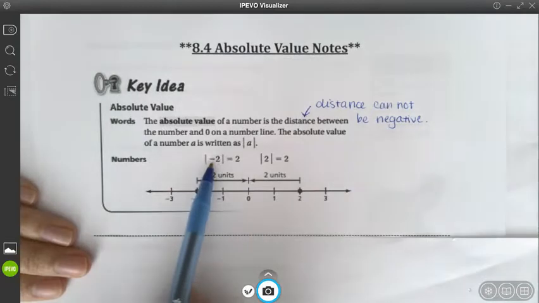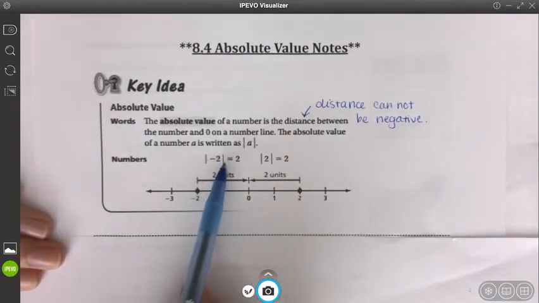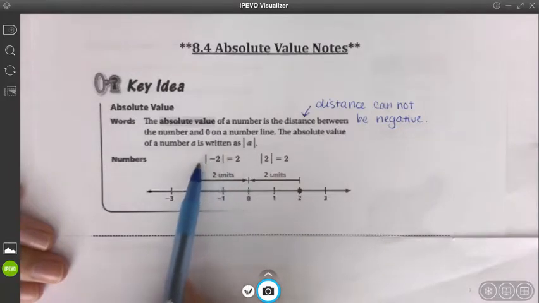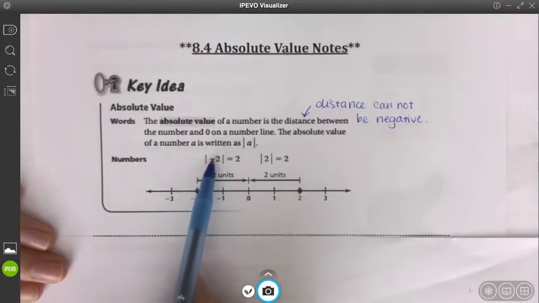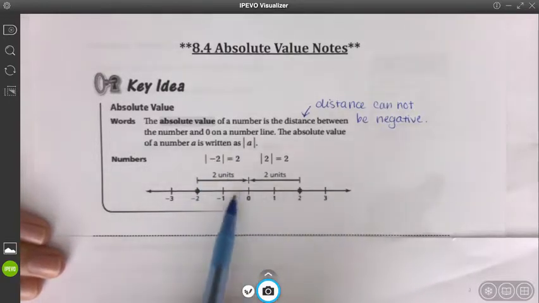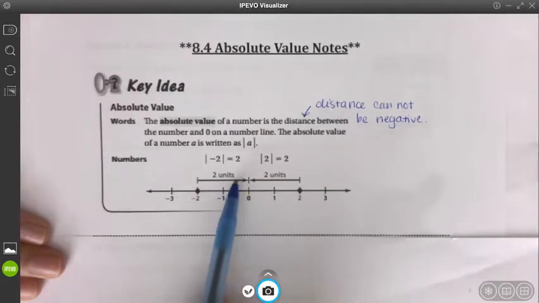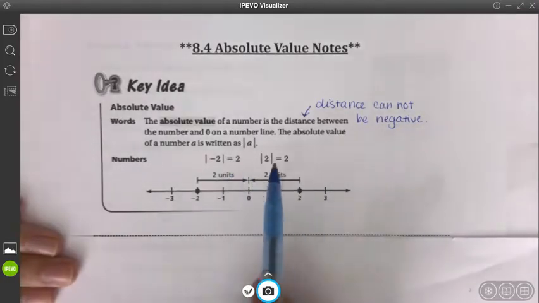So, if we look here, the absolute value of -2, this is sort of like an operation. I want you to think of this absolute value. We're finding the distance -2 is from 0. So if we look at this number line and we look at where -2 is, it is 2 units from 0. So 2 is the absolute value answer.